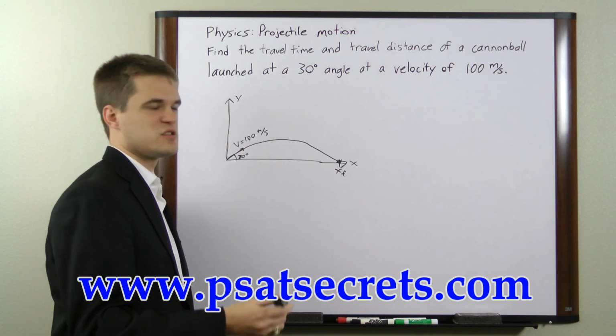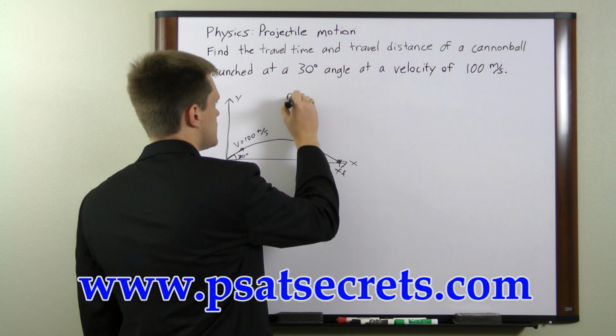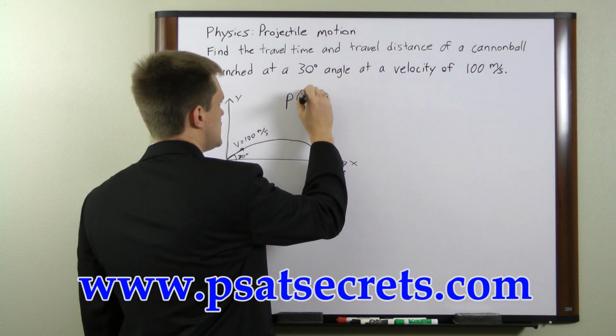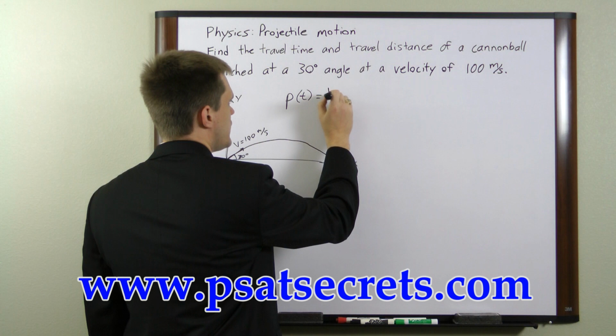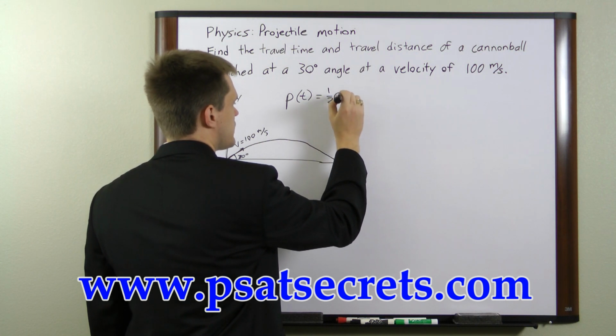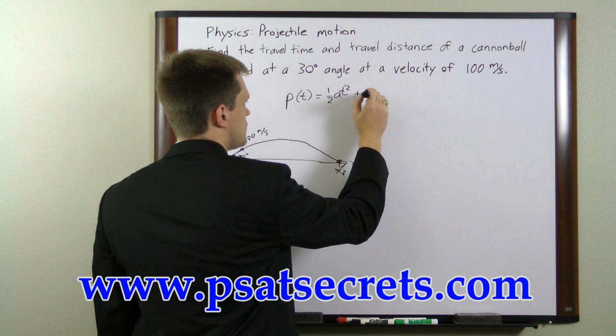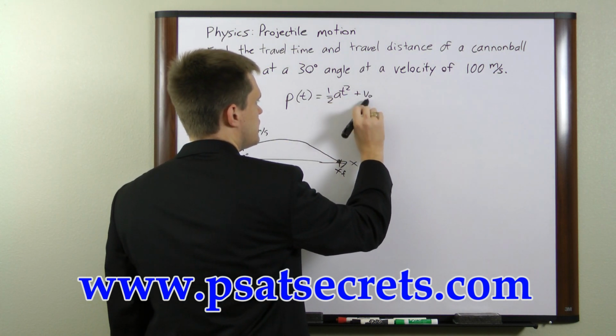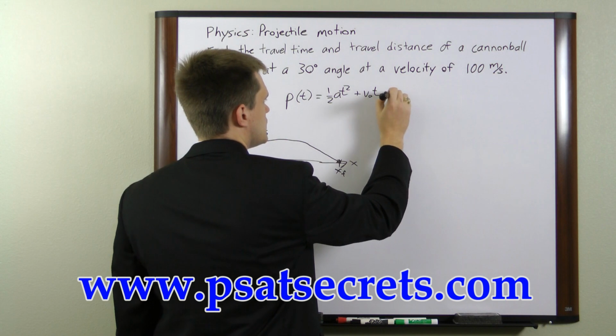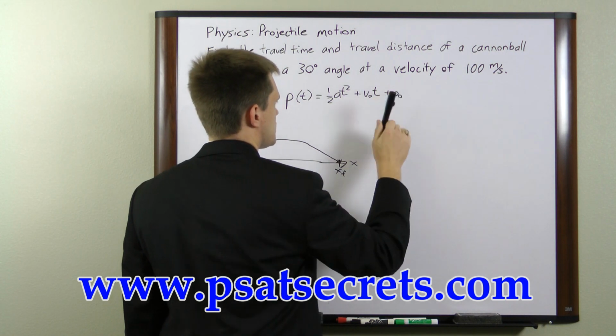Now, your basic equation of motion looks like this. Your position at time t equals 1/2 times the acceleration of the object times t squared plus your initial velocity, call it v0, times t plus your initial position, or p0.